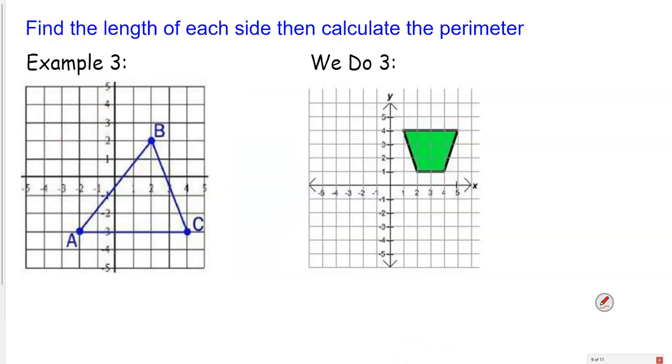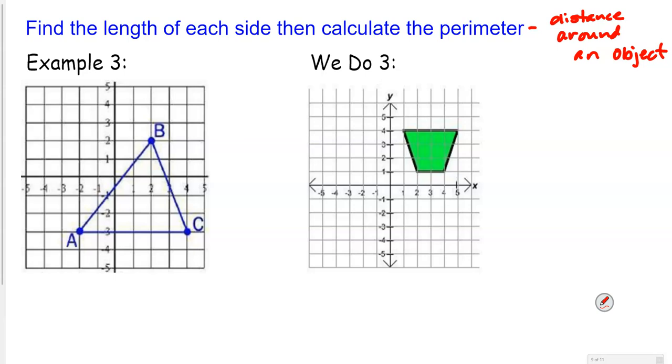Okay, now the next one says find the length of each side, then calculate the perimeter. So what does the word perimeter mean? Distance around an object. Okay, this is important that you know this. Perimeter is the distance around an object, okay? Very, very important that we know that because we can't really solve this if we don't know that.